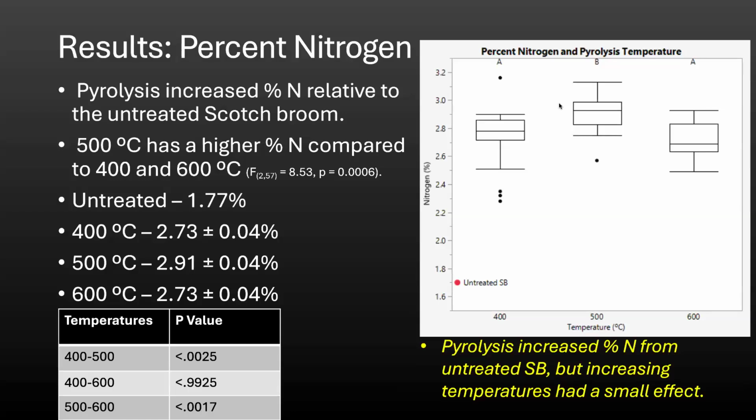For nitrogen, pyrolysis increased the percent nitrogen relative to the untreated Scotch broom by about 1%, and 500 was statistically different from 400 and 600 degrees Celsius, but it only changed it by about 0.2%. And so pyrolysis increased percent nitrogen from untreated Scotch broom, but increased temperatures had a small effect after that.